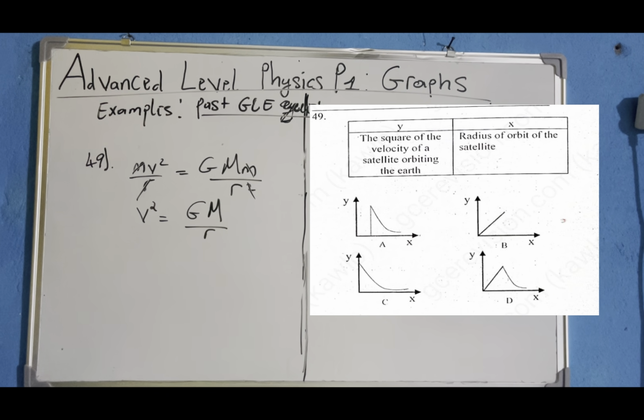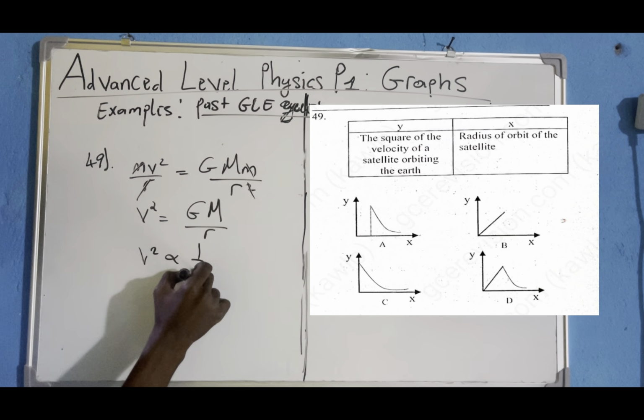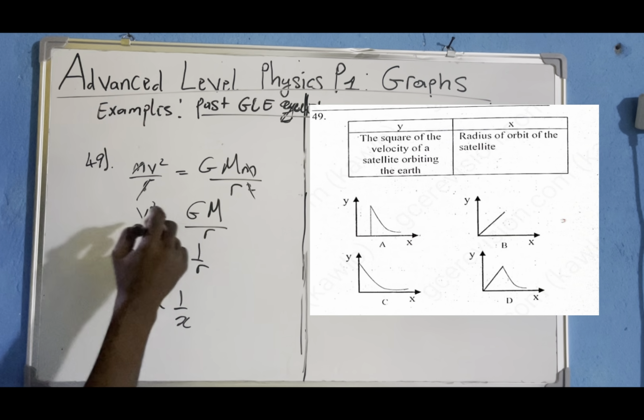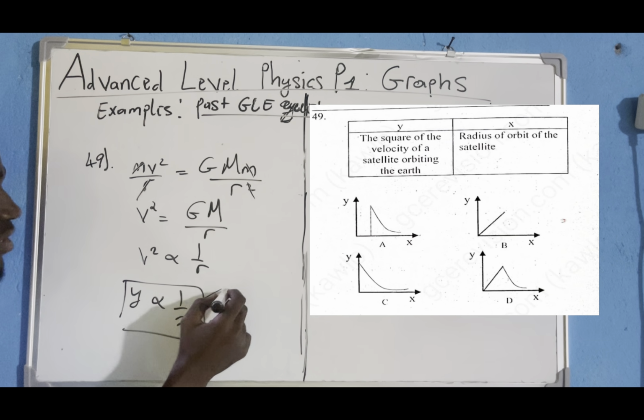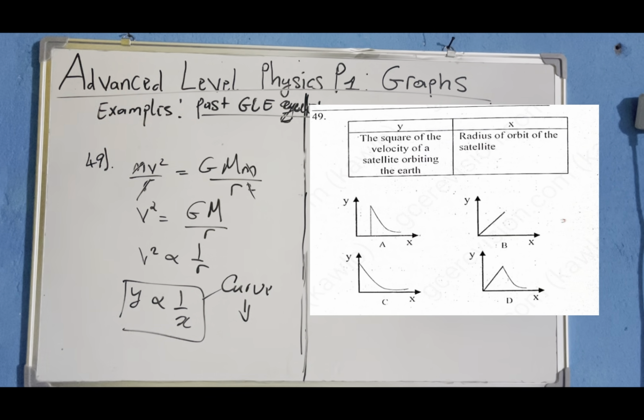Now they're asking about the square of the velocity of the satellite orbiting the Earth. It means that v square here is proportional to 1 on r. It's like having y proportional to 1 on x. We should already have what? A curve. But the curve is what? A decreasing curve. Are we together? So this is a decreasing curve.